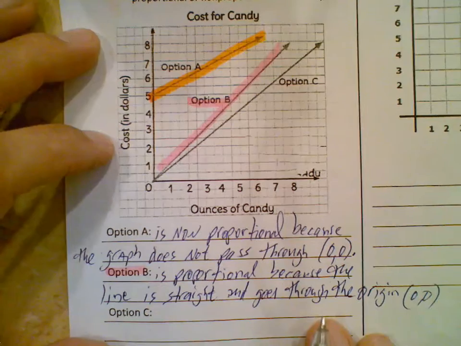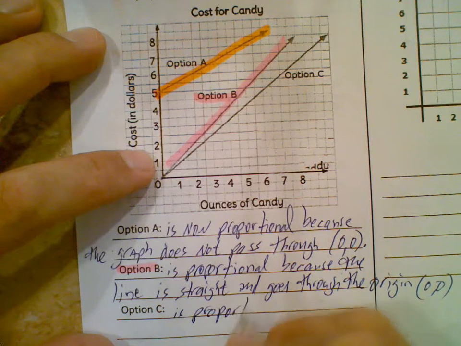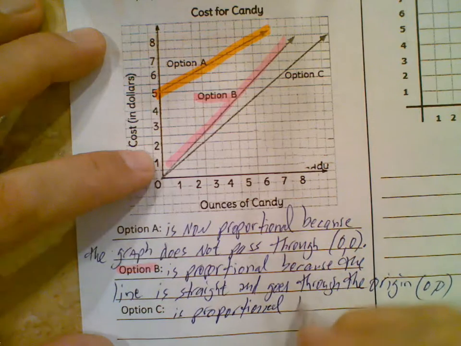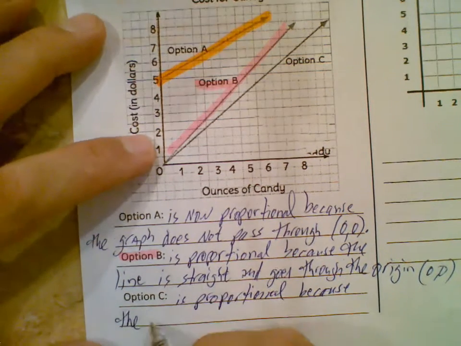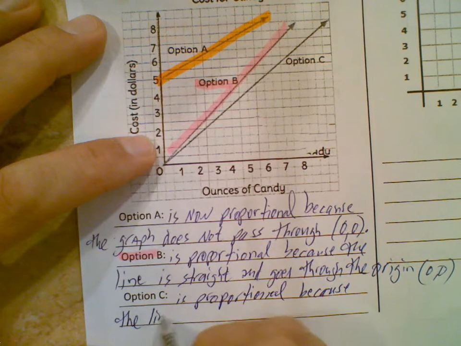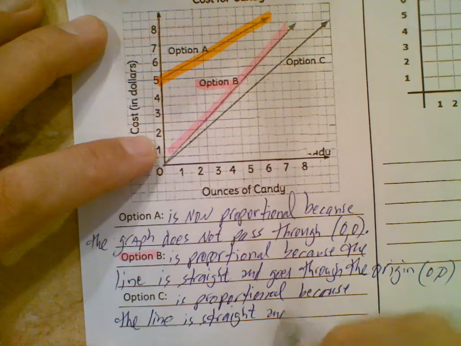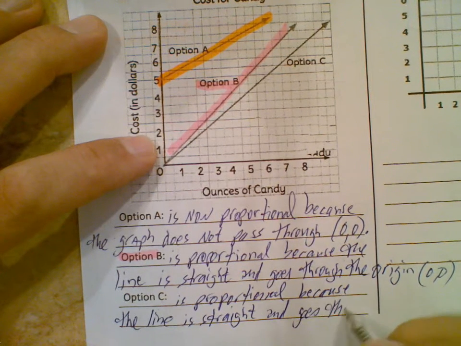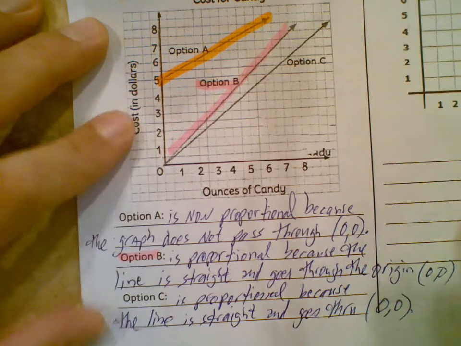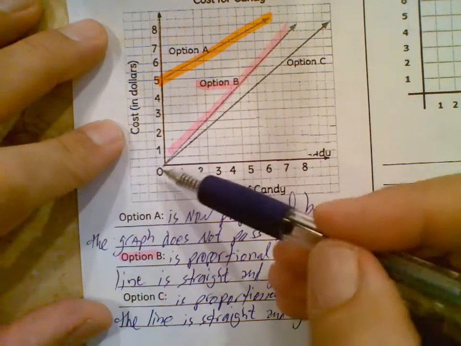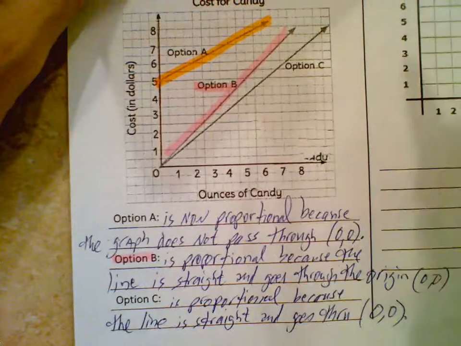Option C is also going to be proportional for the same reason as B, because the graph of the line is straight and goes through 0, 0. Remember, graphically, we know it's proportional if the line is straight and it goes through 0, 0. Option A is the only one that doesn't go through the origin, so it is not proportional.